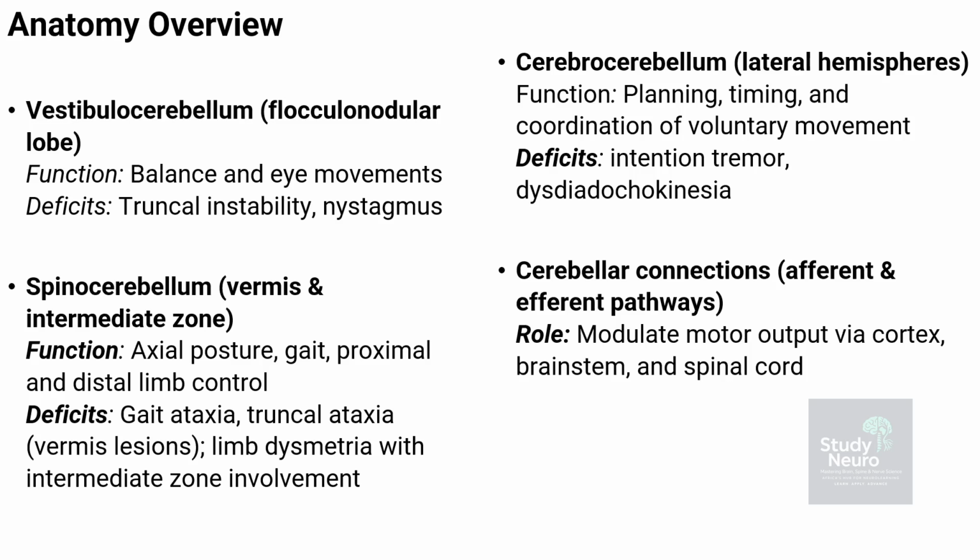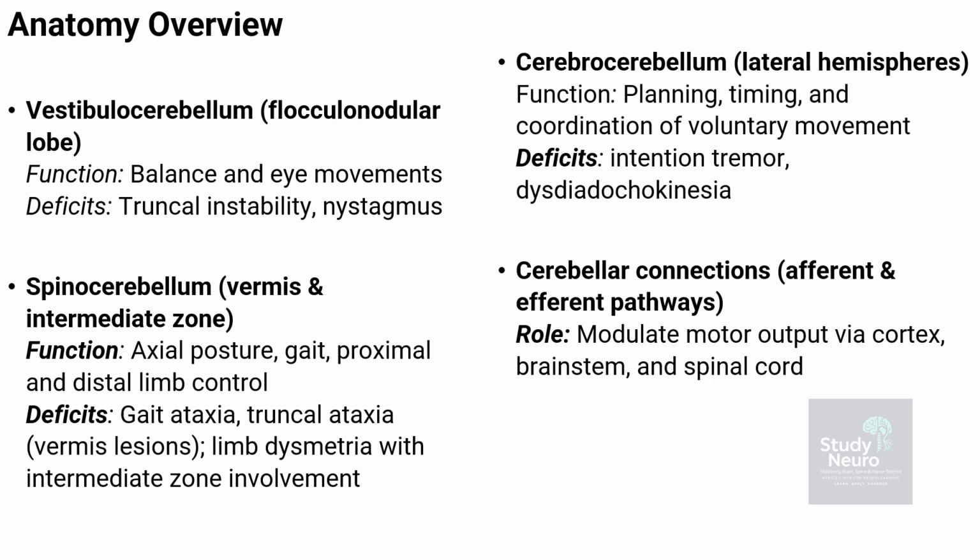The spinocerebellum includes the vermis and the intermediate zones and plays a central role in maintaining axial posture, gait, and limb control. Lesions of the vermis typically produce truncal and gait ataxia, while involvement of the intermediate zone leads to incoordination of the limbs, particularly affecting accurate targeting of movements.